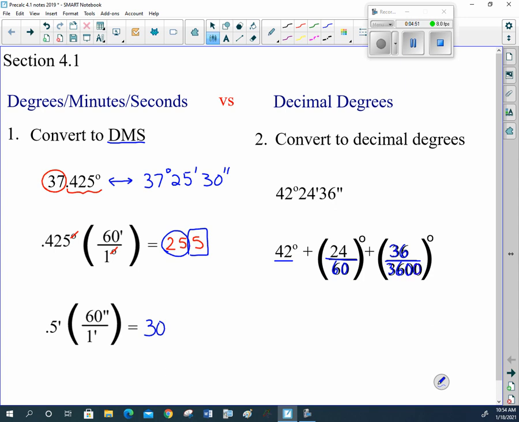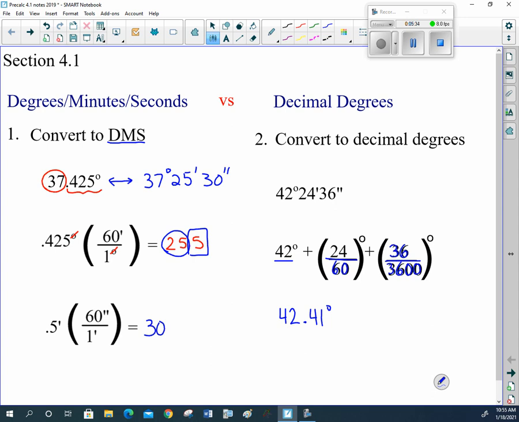Now remember, the reason you divide by 3600 instead of 60 is because each of those seconds is 60 per minute, right? So you have to do 60 times 60. Did I say that right? Anyway, you have to do 60 times 60. So you have to take the 36 and divide it by 3600. Then you can just go ahead and figure that out as a decimal. So you'd say 42 plus 24 divided by 60 plus 36 divided by 3600, and you get 42.41 degrees. So that's decimal degrees.